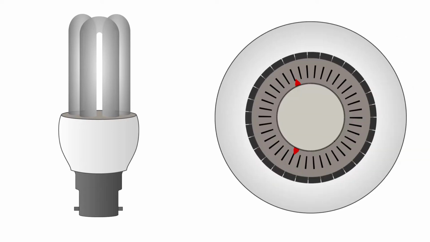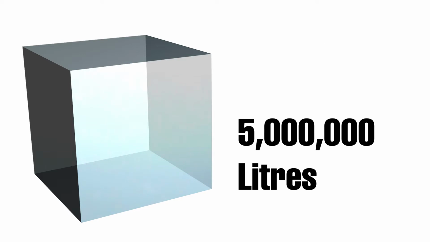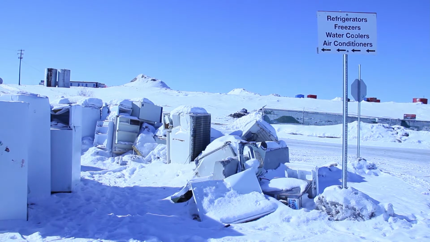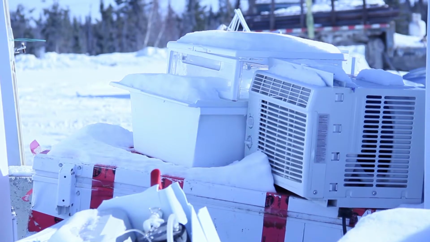Mercury found in fluorescent light bulbs and thermostats can contaminate very large amounts of water. In fact, if we were to imagine that the mercury from one thermostat were to leak directly into drinking water, it could contaminate as much as 5 million liters. Other substances, like gases used in refrigerators and air conditioners, can damage the atmosphere if they are released.